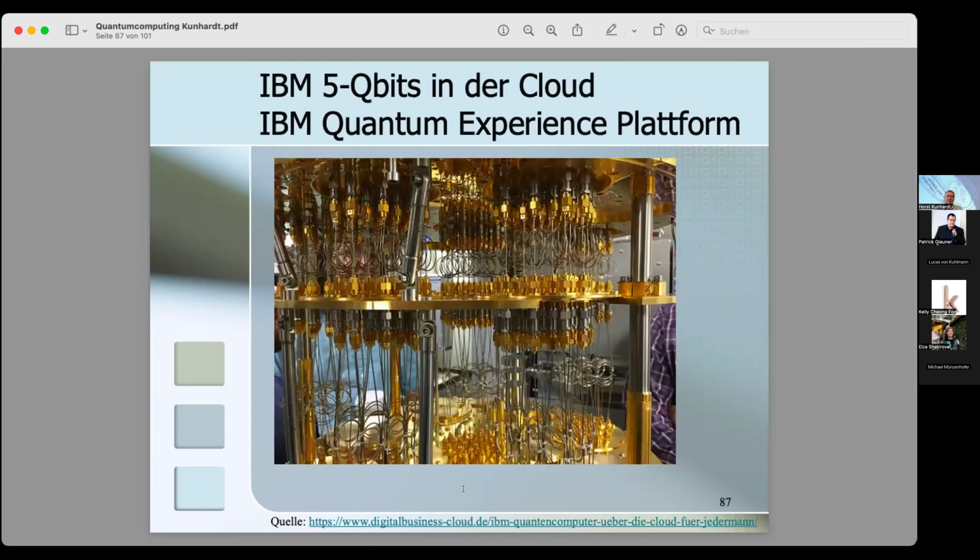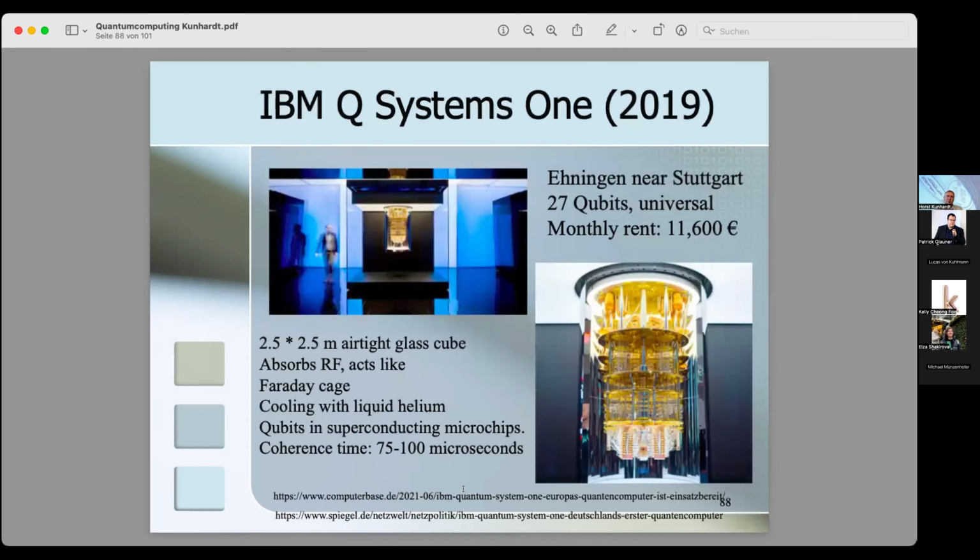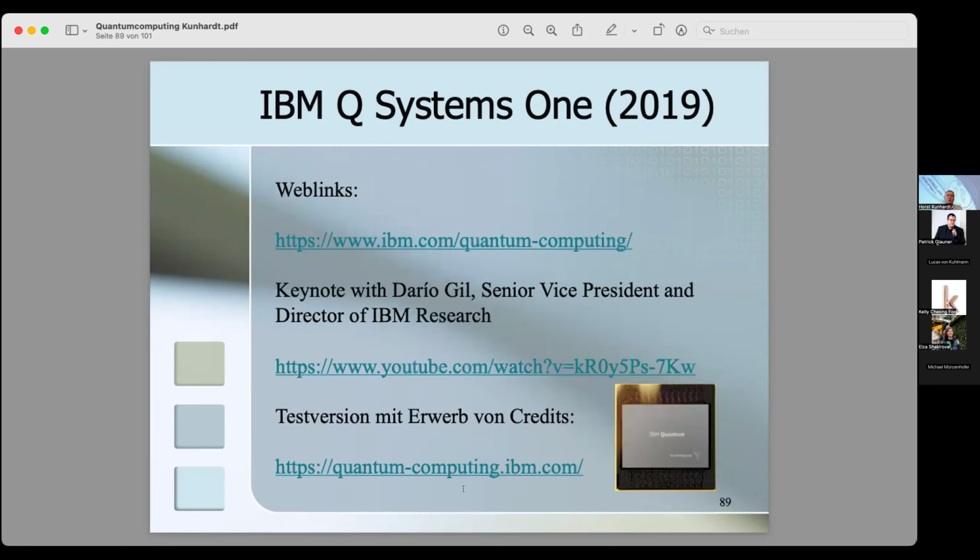Here are some images and impressions of the IBM 5-qubit computer in the cloud system. And it was a big surprise that in 2019, IBM announced that they would go to the city of Ehningen near Stuttgart and install a 27-qubit universal system that can be used for science. You have a chance to use this system. It works at low temperature and has 27 qubits.